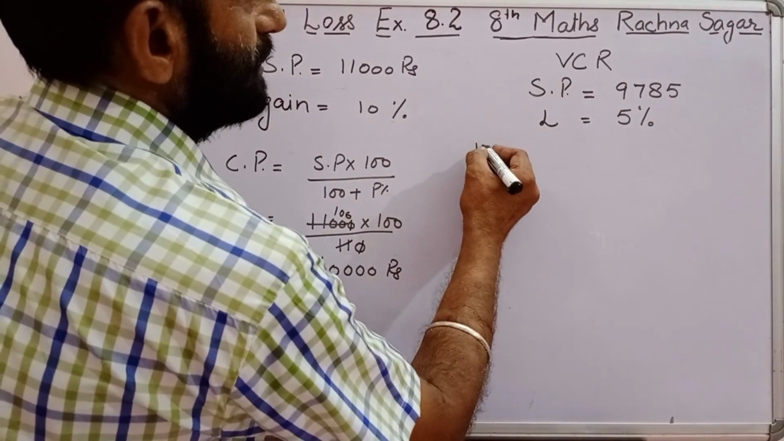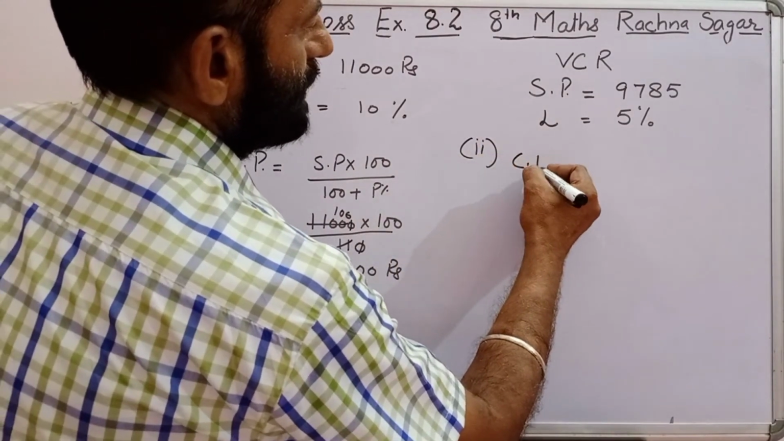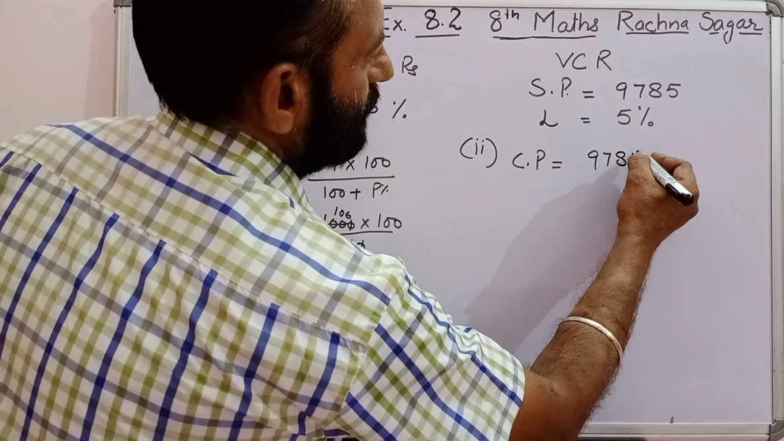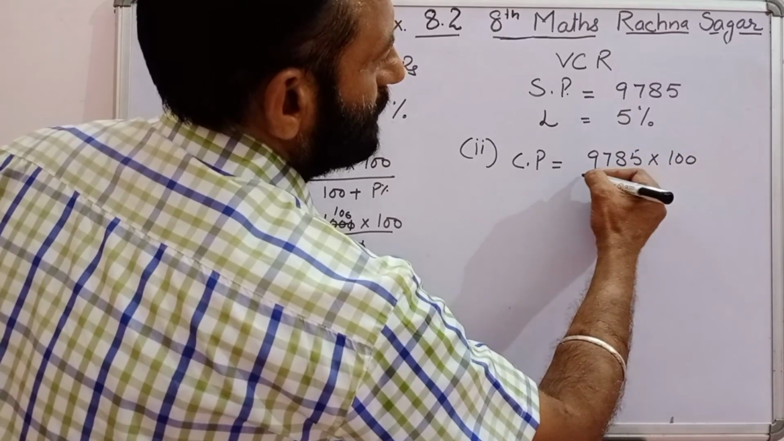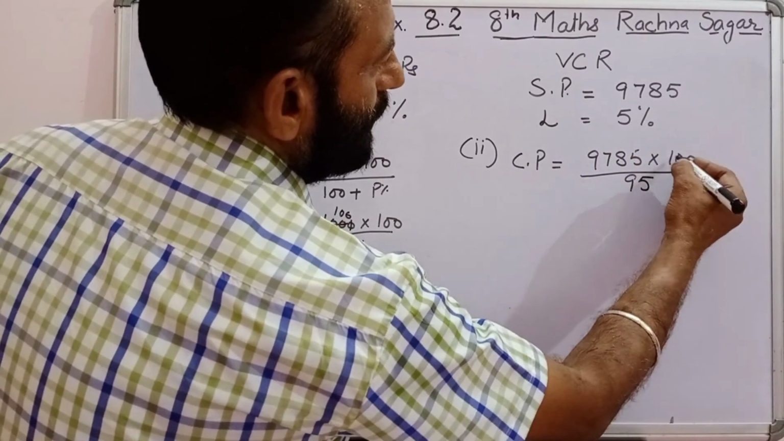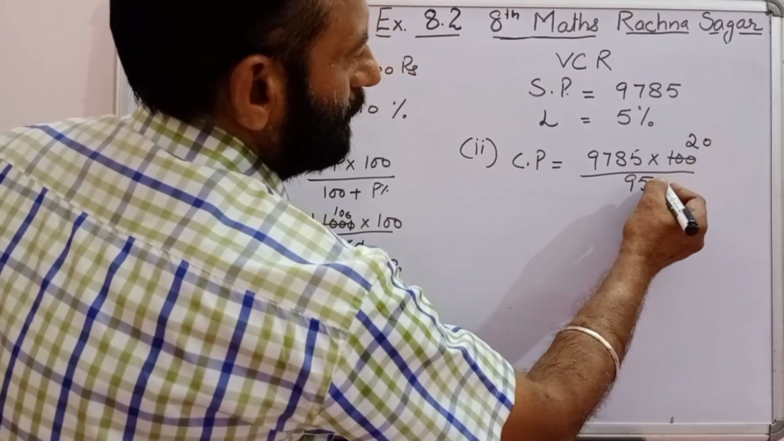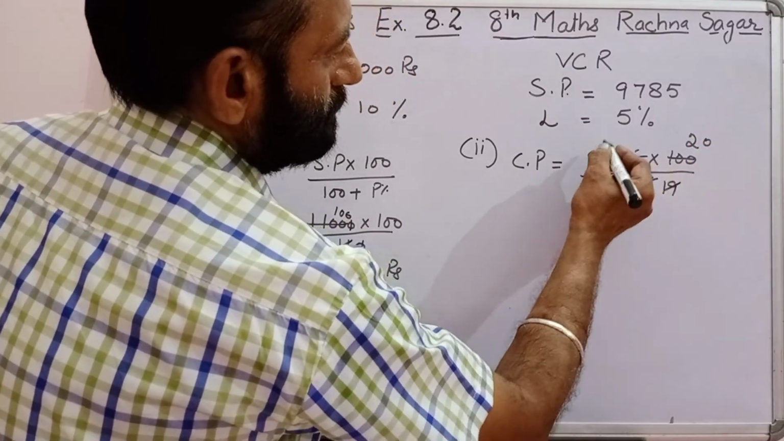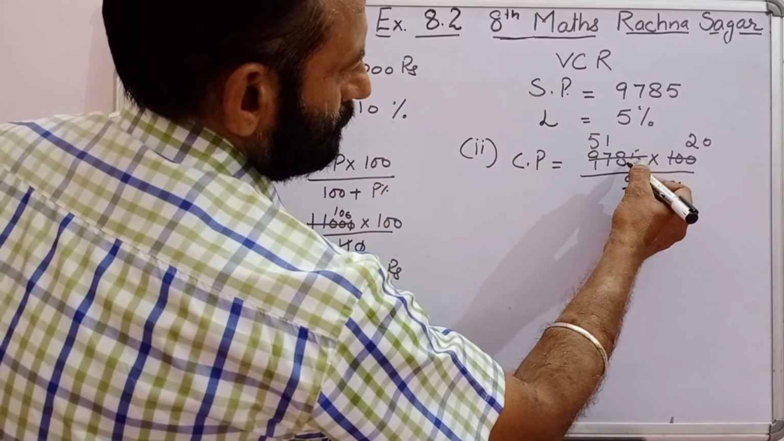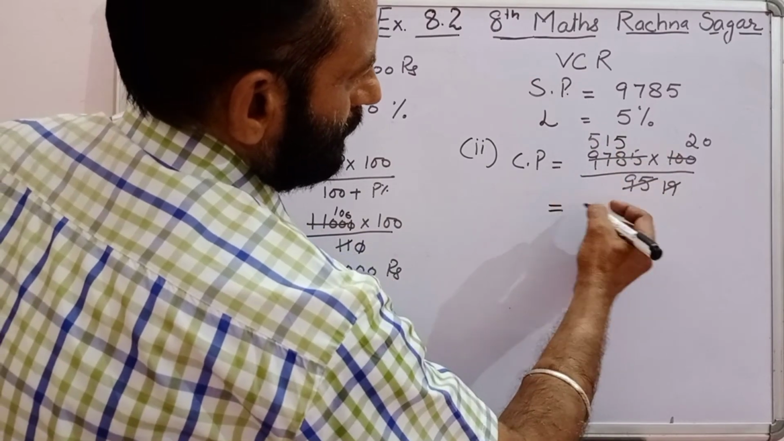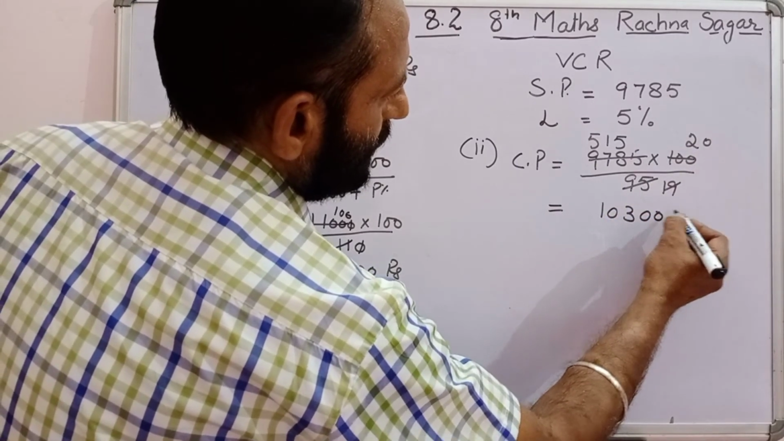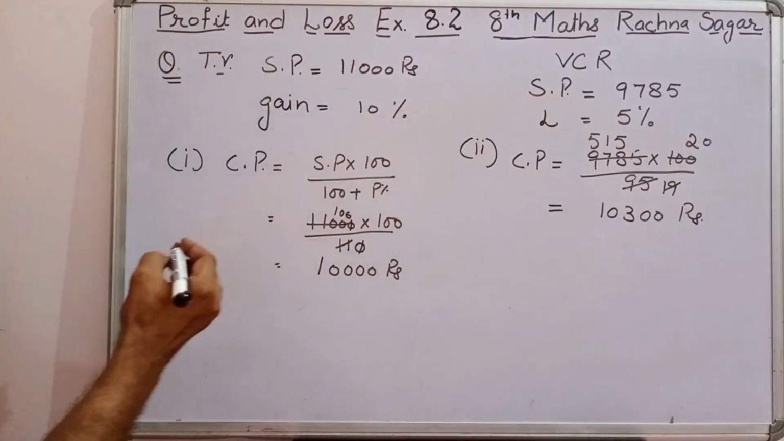Part 2. Find the cost price of the VCR. Cost price of the VCR is equal to SP into 100, 9,785 into 100 over 100 minus loss percent, 100 minus 5, that is 95, and it comes out to be 10,300 rupees.